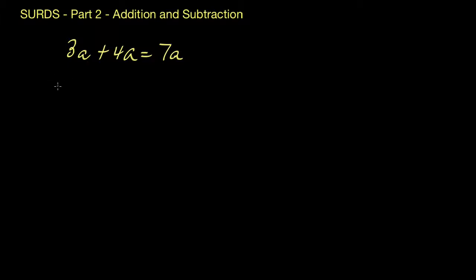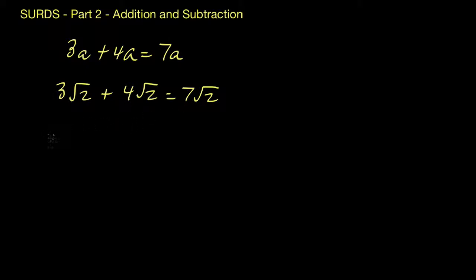What we can do is we can say 3 root 2 plus 4 root 2, and we'd say we have 7 root 2. So we're looking for what they call like surds. These surds are like because they're exactly the same number. We just add the coefficients. So 3 plus 4 gives you 7.